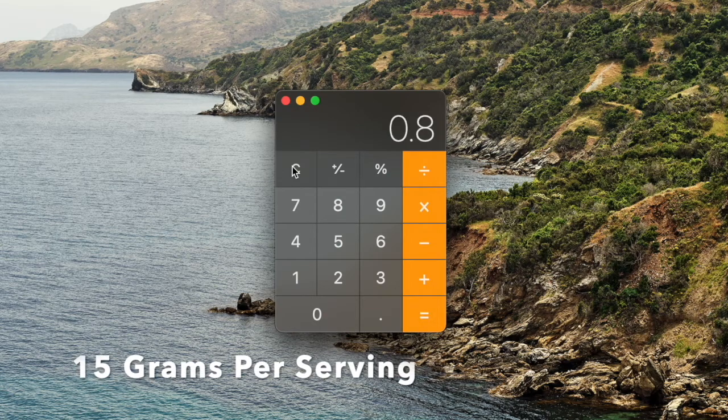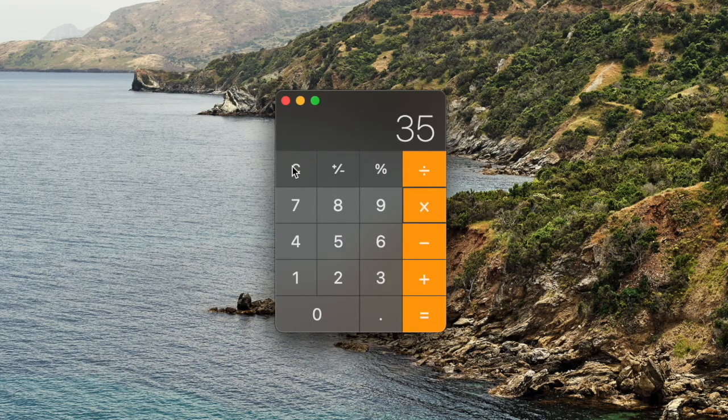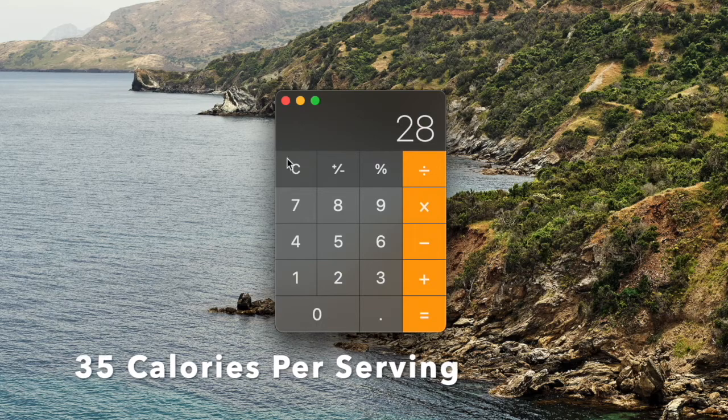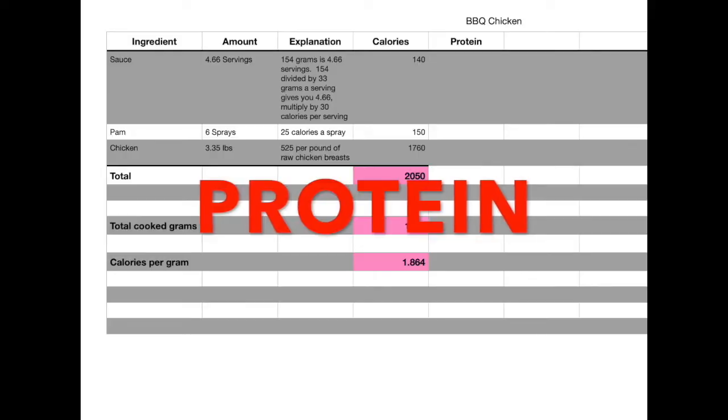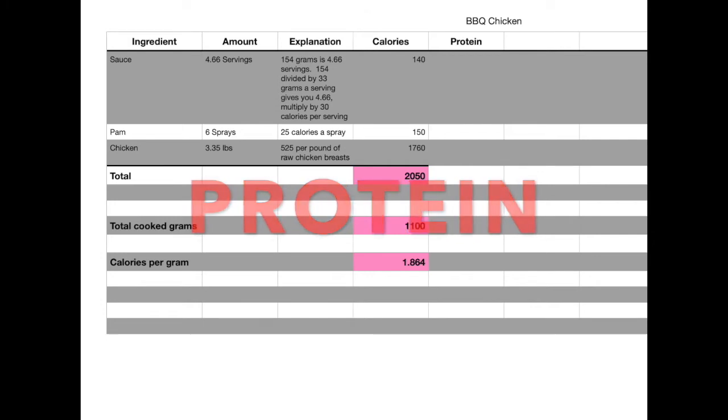So 12 divided by 15, I used 0.8 of a serving multiplied by the calories per serving, which is 35 calories. So lastly, protein. We're actually going to start at the end here. All you have to do for your protein is take the total calories that you used in whatever dish you made and divide it by the total weight.